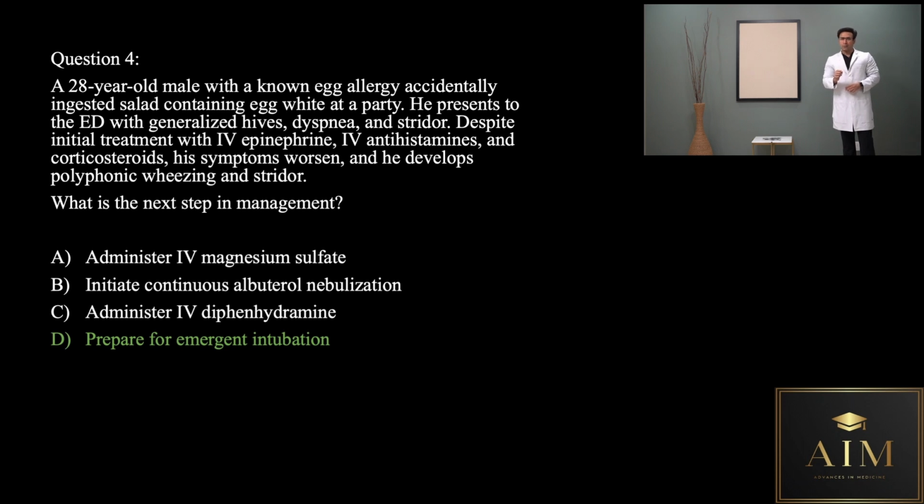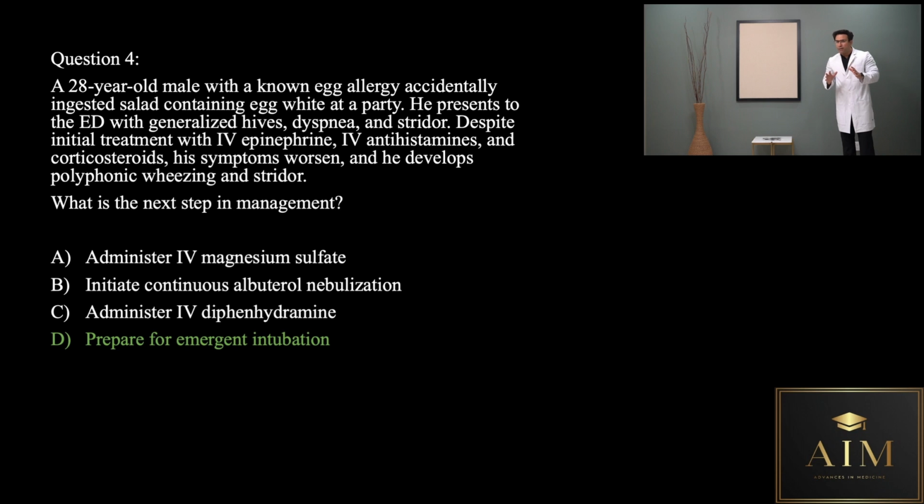In this clinical situation, the next step in management is to prepare for emergent intubation. The patient has a known egg allergy and is experiencing a severe allergic reaction with symptoms that include generalized hives, dyspnea, and stridor. Despite initial treatment with IV epinephrine, IV antihistamines, and corticosteroids, his symptoms have worsened and now he has polyphonic wheezing and stridor. The development of polyphonic wheezing and stridor is a sign of severe airway obstruction.